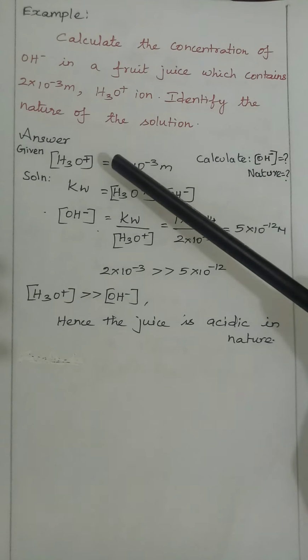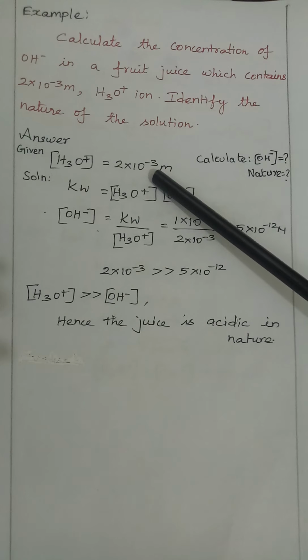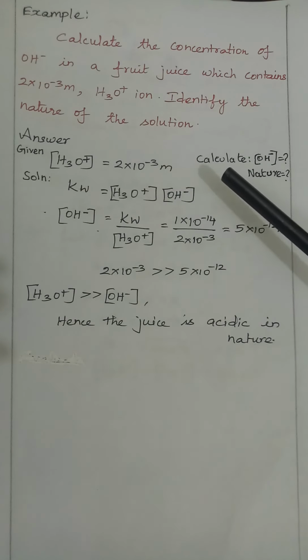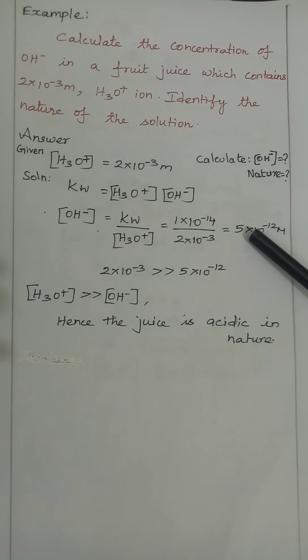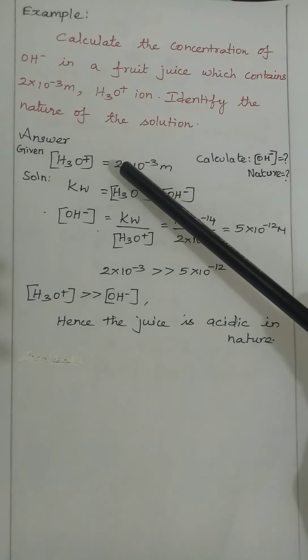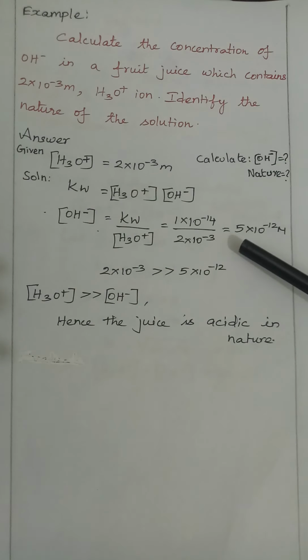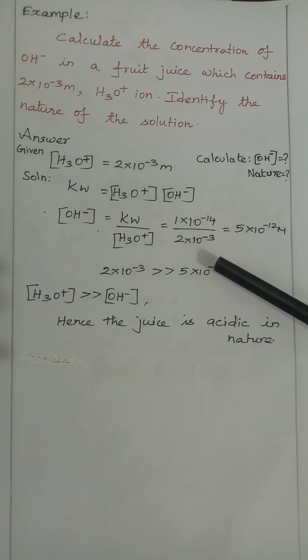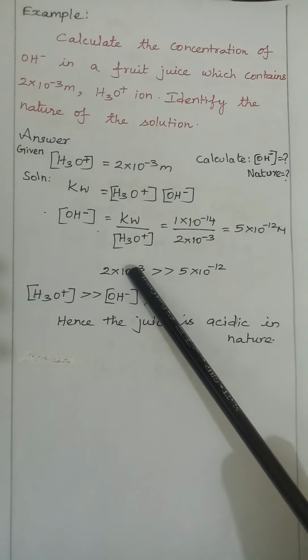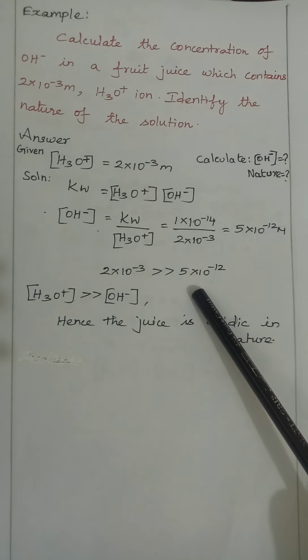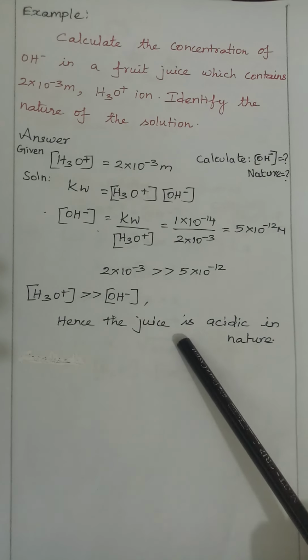The H+ ion, the concentration of acid, is 2 × 10^-3. Comparing the concentration of acid and base, which one is greater? If the acid is greater, the solution is acidic. If the base is greater, the solution is said to be basic. Here, the concentration of acid is 2 × 10^-3 and the concentration of base is 5 × 10^-12. The concentration of acid is greater than the concentration of base. So the juice is acidic in nature.